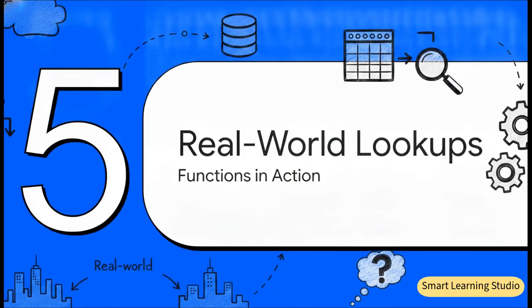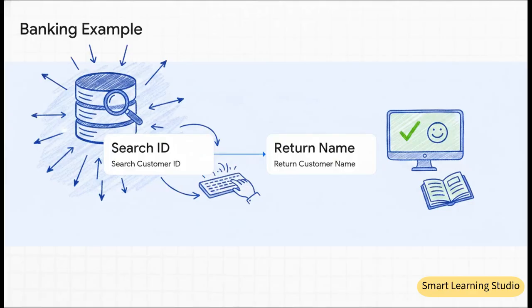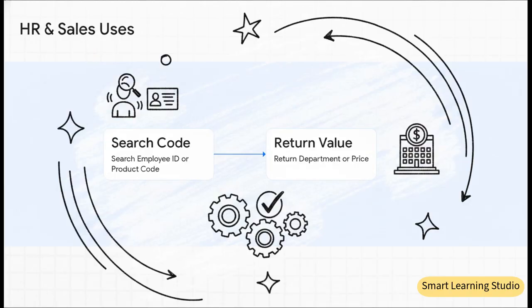Finally, part 5, real-world lookups in action. Let's see how this builds in reality. Here's a practical workflow you'll see constantly in finance and banking reports. It's an incredibly simple but wildly powerful process. Step 1, you use your lookup function to search a massive database for a unique customer ID number. Step 2, Excel instantly does all the heavy lifting and returns the exact customer name associated with that account. You type a number, you get a name. Bam, instant verification.